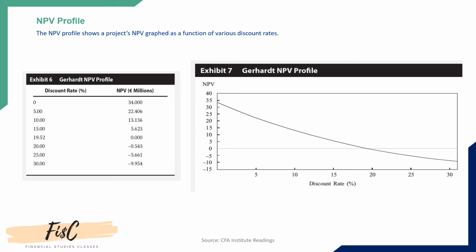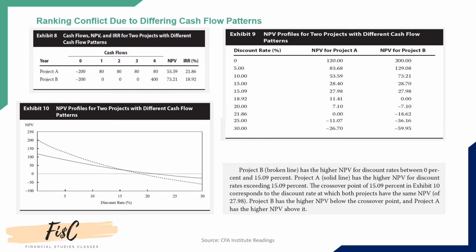Now we will compare two different projects and how IRR and NPV conflict on these projects. So here you can see in exhibit 8 there are two projects and their cash flows. In project A you have an initial investment of 200 and get 80 each year for 4 years. In project B you have 200 invested and you get 400 in the fourth year and 0 in the first 3 years.